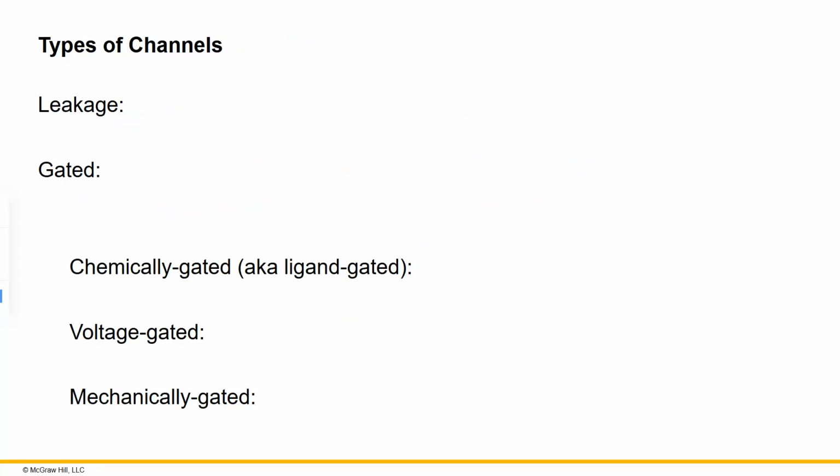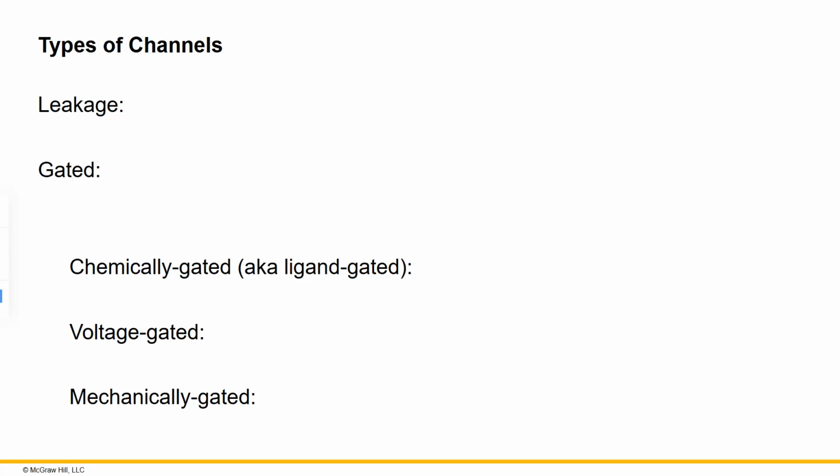There are different types of channels around the neuron. Leakage channels are exactly what they sound like. They're leaky, so substances can leak through them. But they're also specific, so if you have a leakage channel, only one type of substance can leak through it. The best example in the neuron is the leakage potassium channels. They allow potassium through them.